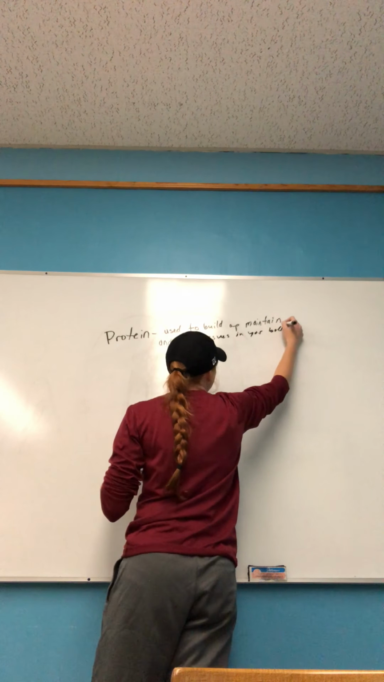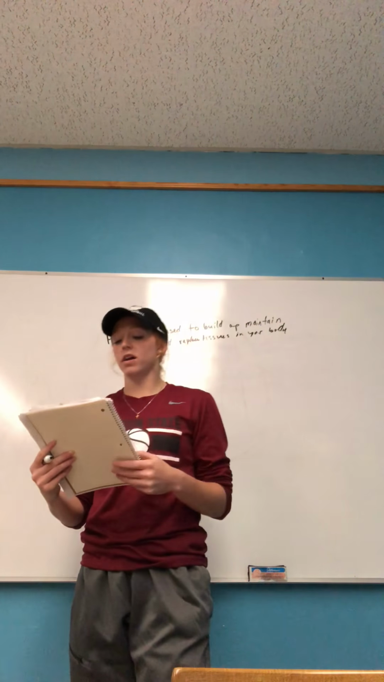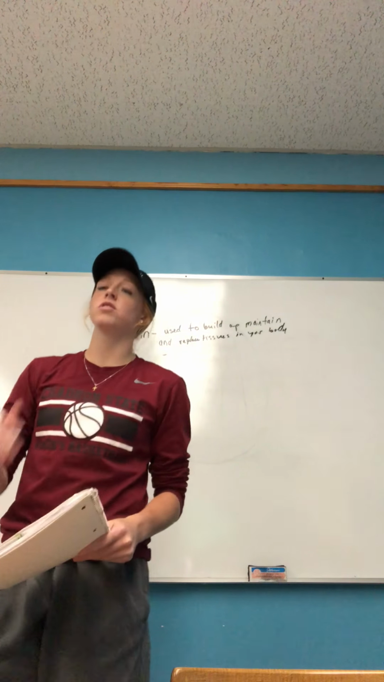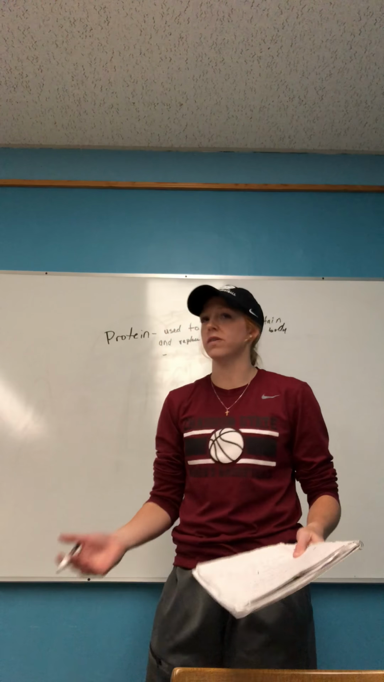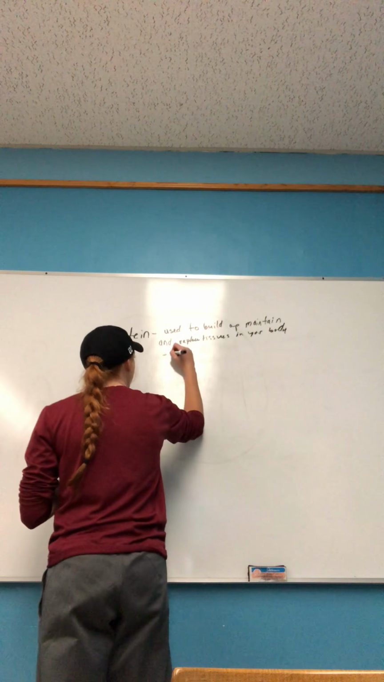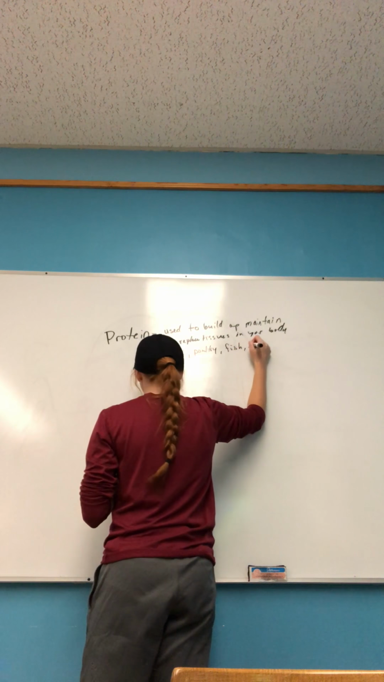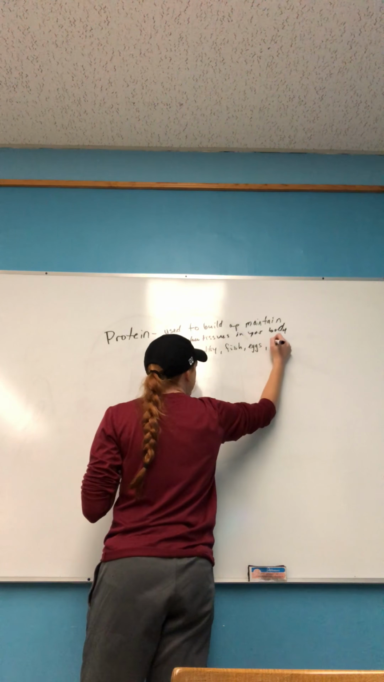The most important ones that you can think of as a protein are beef, poultry, fish, eggs, dairy products, nuts, and seeds. And there's tons more, but those are the main things that I know that you 7th graders can think of. So I'm going to write that on here. Beef, poultry, fish, eggs, dairy products.